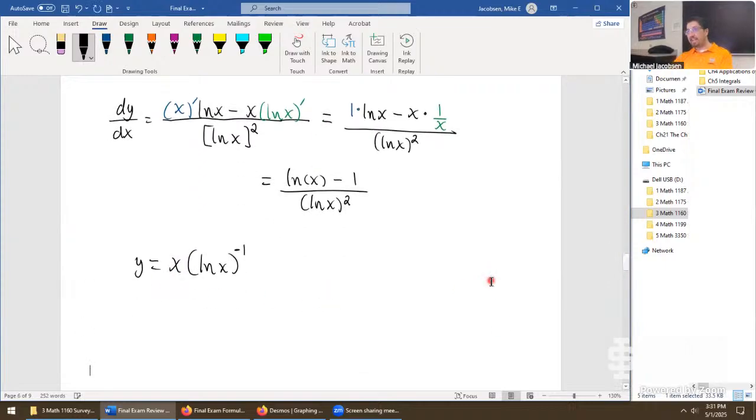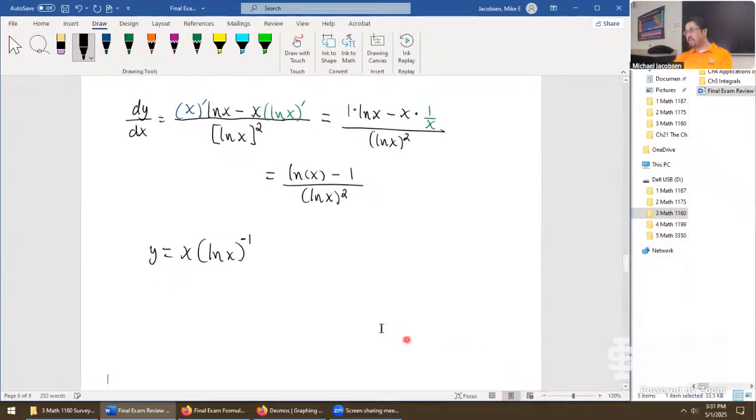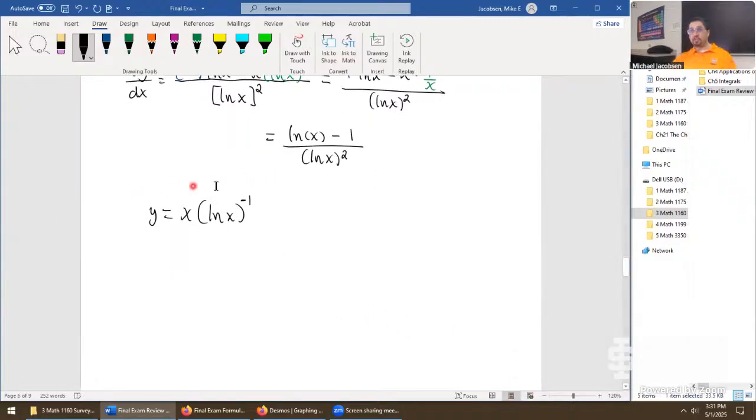Sometimes that is a good exchange. If the quotient rule just looks unsavory and you don't mind another chain rule baked into the problem, it is a good way to go.